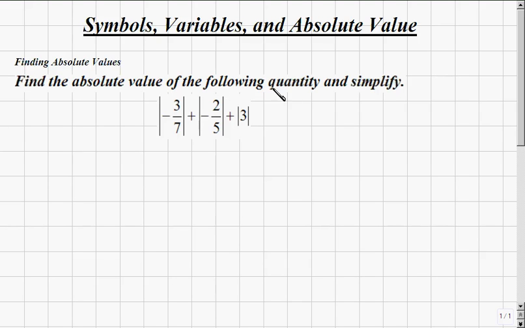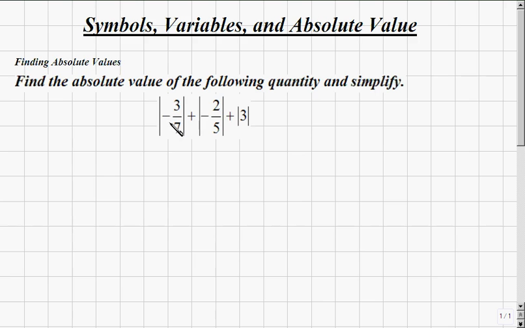Let's find the absolute value of the following quantity and simplify. The absolute value of negative 3/7 plus the absolute value of negative 2/5 plus the absolute value of 3. So let's find the absolute value of these three numbers and then add their results accordingly. The absolute value means that we'll take the number and write it down without the absolute value symbol.